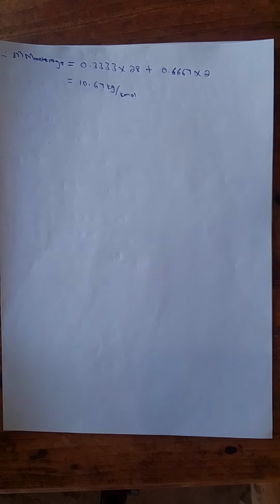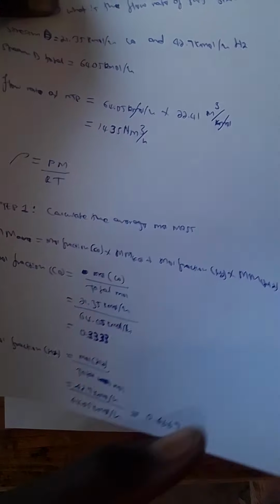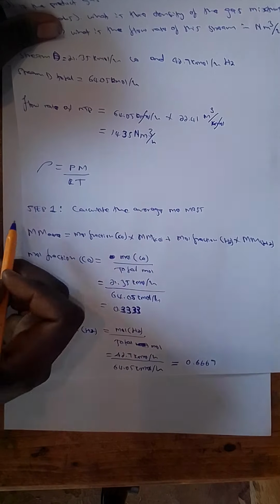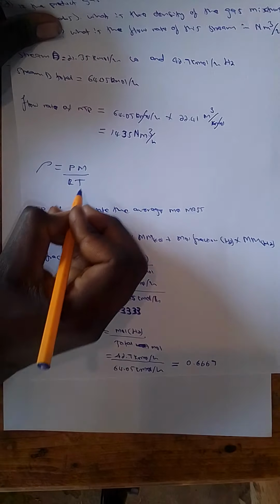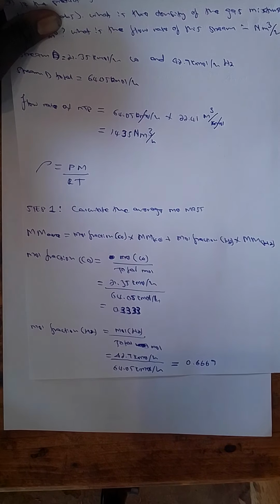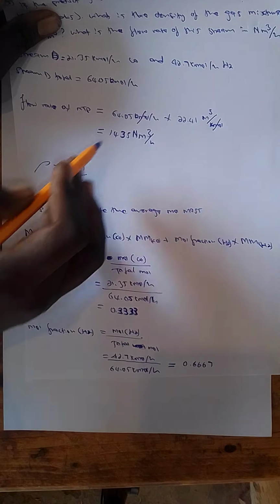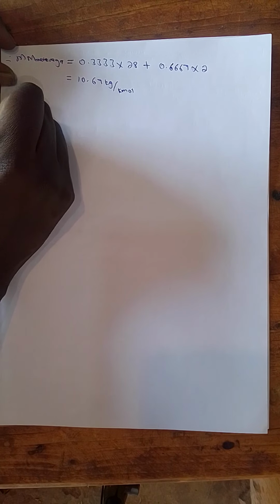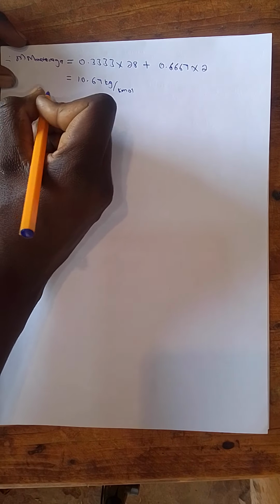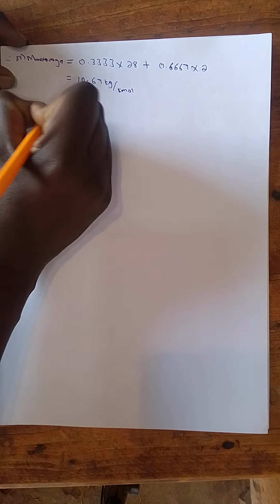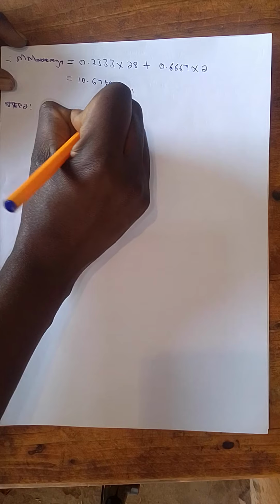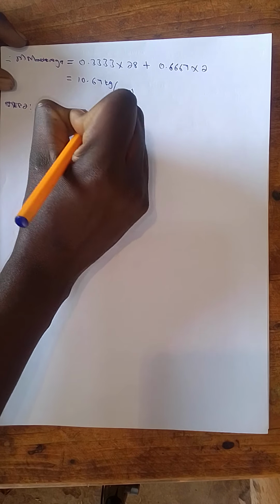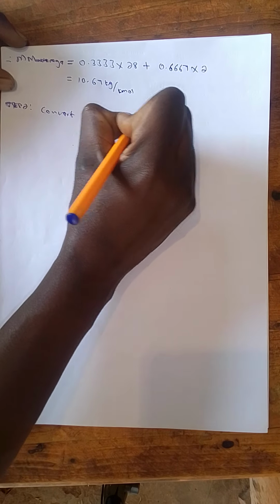So now bringing back the equation, we now have the pressure, we have the average molar mass, we have the R that we know is a constant, and we have the T. This takes us to step 2, where we're going to need to convert the T from 30 degrees Fahrenheit into Kelvin. So step 1 is done. We go to step 2: convert 30 degrees Fahrenheit into Kelvin.